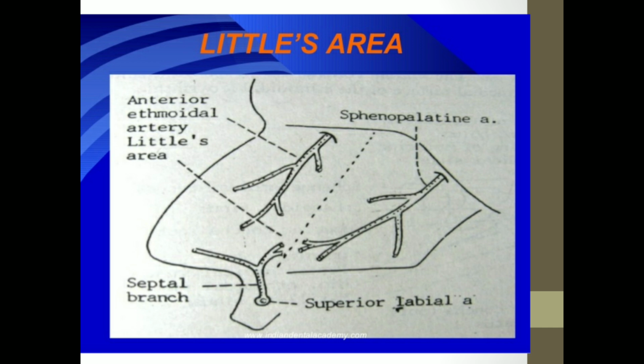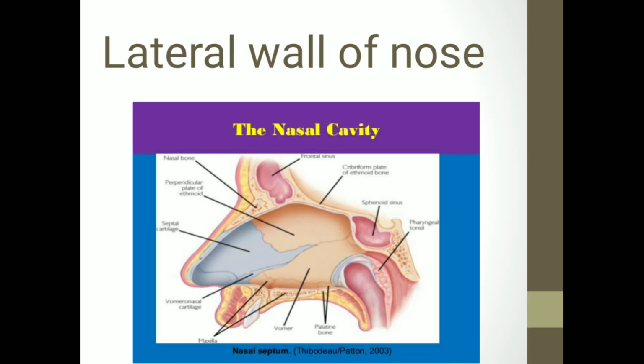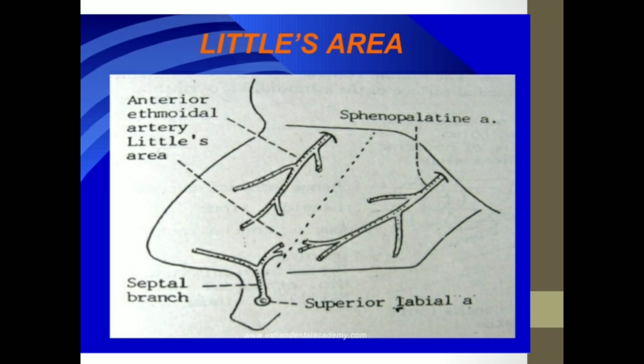So if I divide it, you can see this is the nasal septum drawn. Then draw a dotted line. So you can see this is the anterior part, this is the posterior part, and this is the anterior inferior part. The anterior superior part is supplied by the anterior ethmoidal artery. The posterior part is supplied by the sphenopalatine artery. The anterior inferior part is supplied by the superior labial artery. So this is the arterial anastomosis you see here.